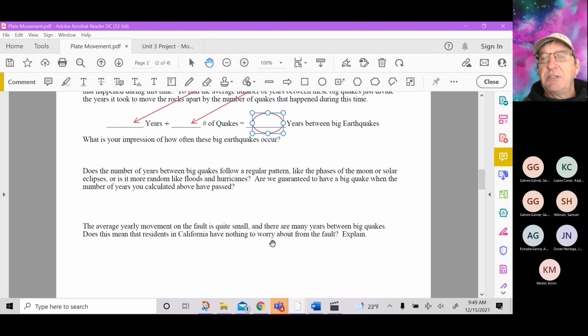And that takes us to the next question. The average yearly movement on the fault is quite small, and there are many years between big quakes. Does that mean that residents in California have nothing to worry about from the fault?